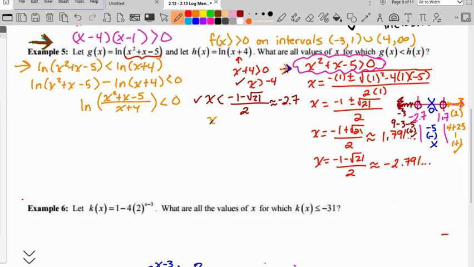So x can also be greater than negative 1 plus the square root of 21 over 2, which was approximately 1.791 if we want to be a little more accurate. I could put the 791 here as well if we want at least 3 decimal places. And it continues.